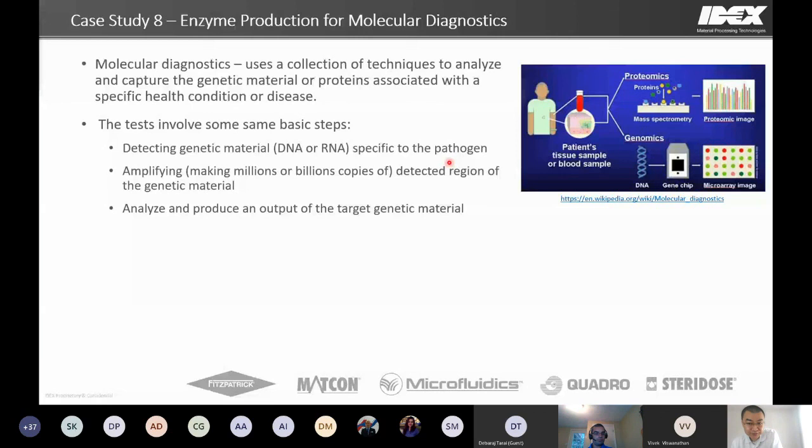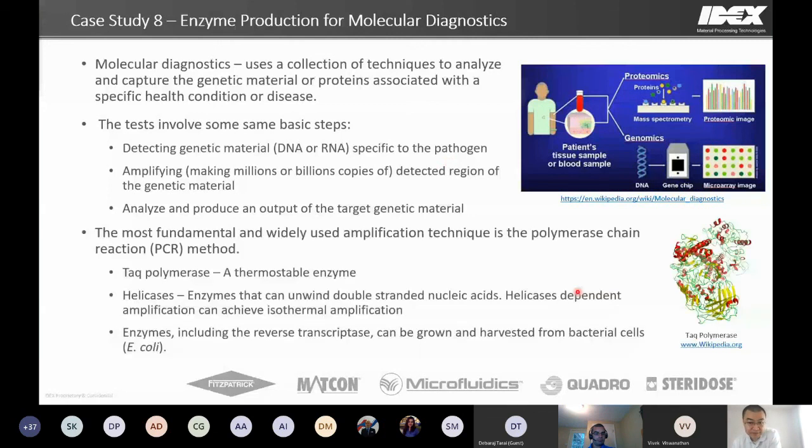The most fundamental and widely used amplification technique is the polymerase chain reaction method, or the PCR method. Sometimes the reverse transcription polymerase chain reaction, RT-PCR, is also used. And actually, this is the case for the COVID virus, since the viral genome is made of RNA, not DNA. So an extra step is needed to transcribe RNA into more stable DNA before performing the PCR process. And the transcription is done by using an enzyme, which is the reverse transcriptase.